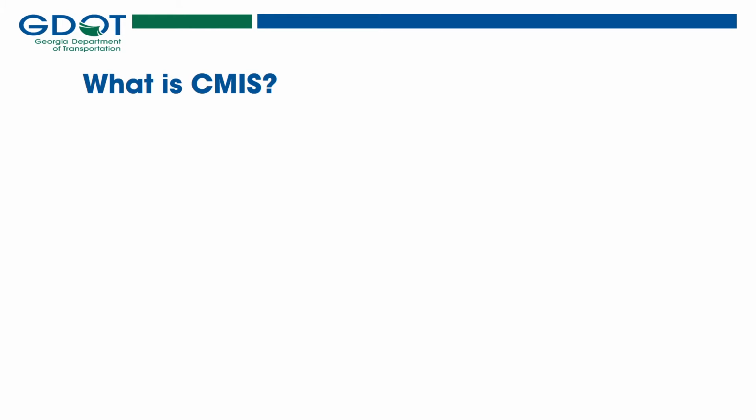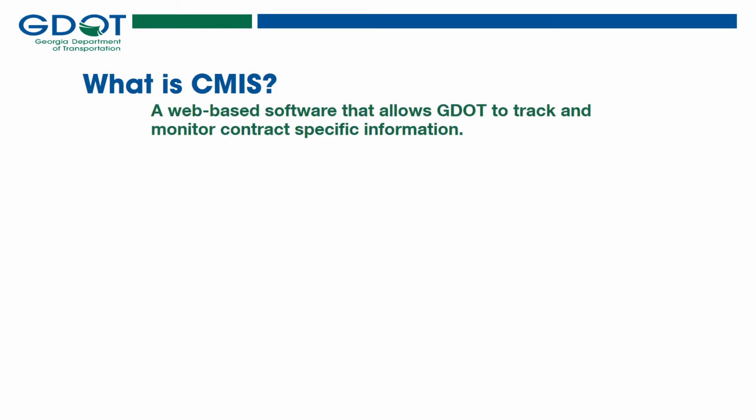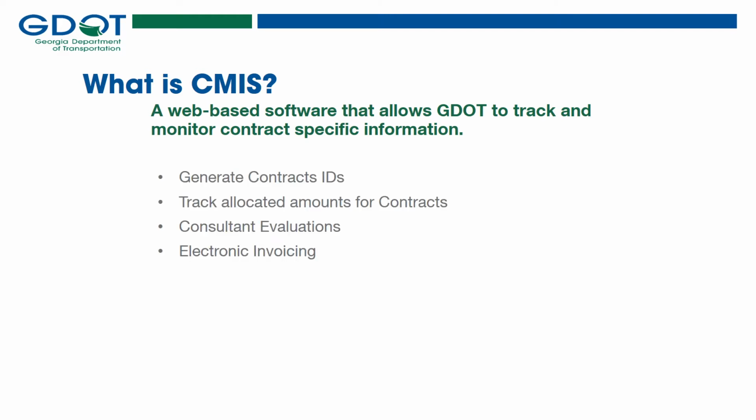What is CMIS? CMIS is a web-based software that allows GDOT to track and monitor contract-specific information. A few things that you are able to do within CMIS is generate contract IDs, track allocated amounts for contracts, consultant evaluations, and electronic invoicing.